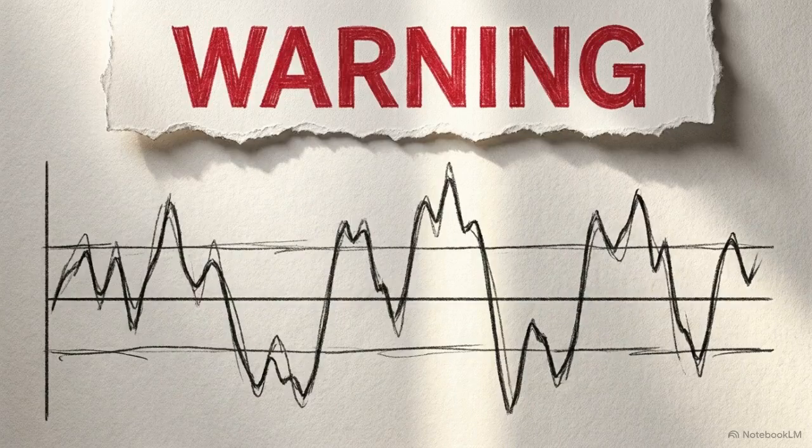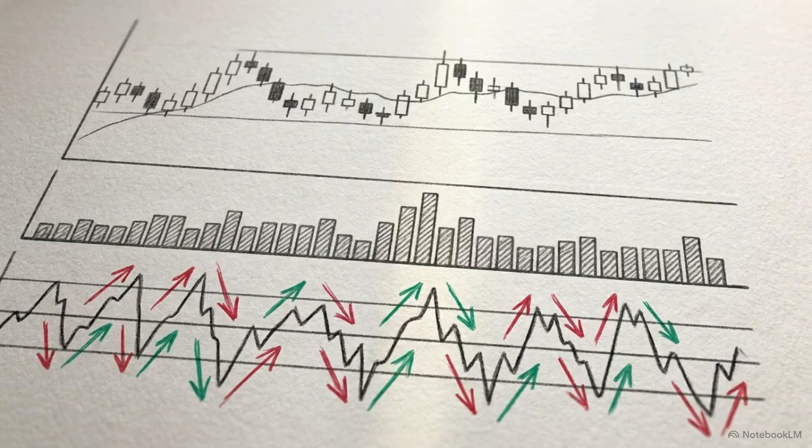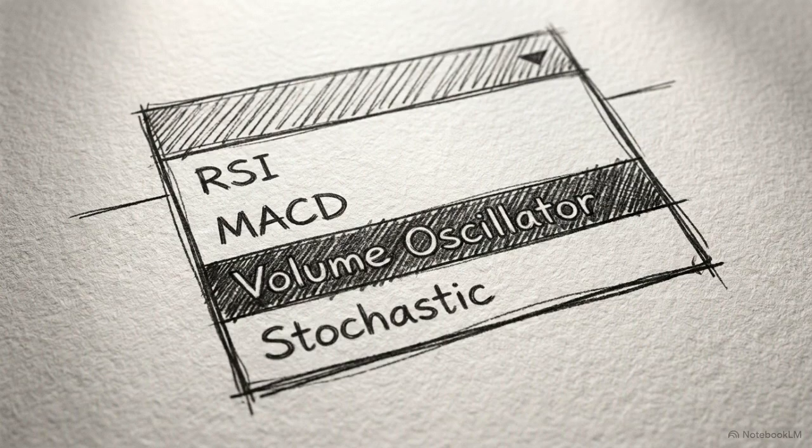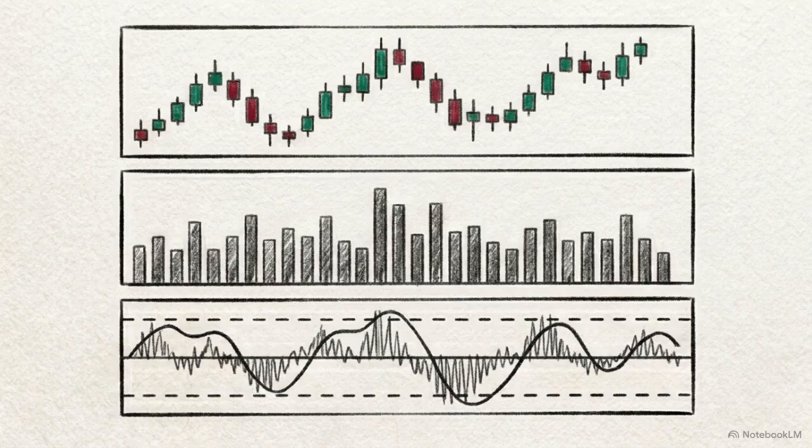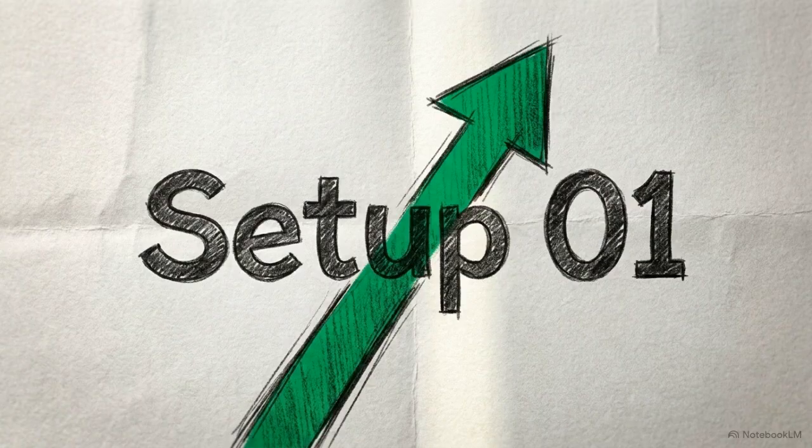Using the CCI completely on its own is dangerous. In sideways or choppy markets, the oscillator will frequently trigger false signals, causing you to buy into fakeouts. To fix this, we add a safeguard. Apply a volume indicator to your chart. Your layout should now look exactly like this: price action on top, volume in the middle, and the CCI on the bottom. Now we can look at our first setup, the trend breakout.